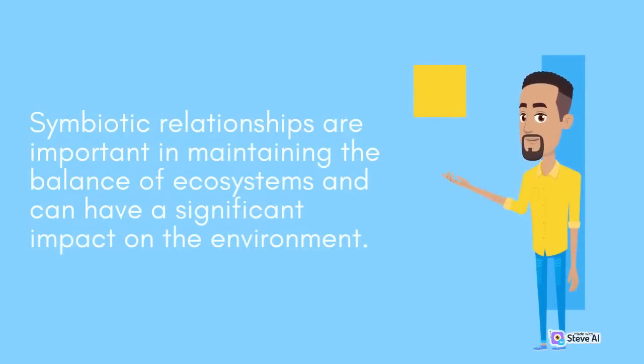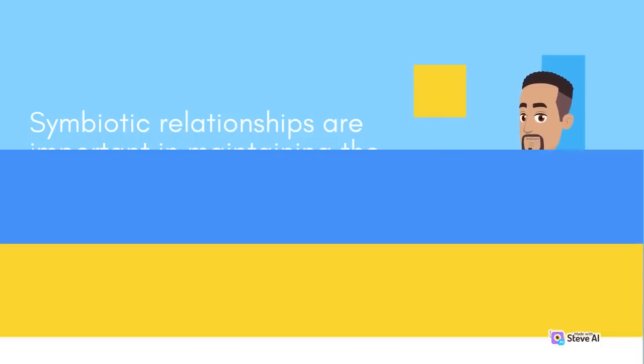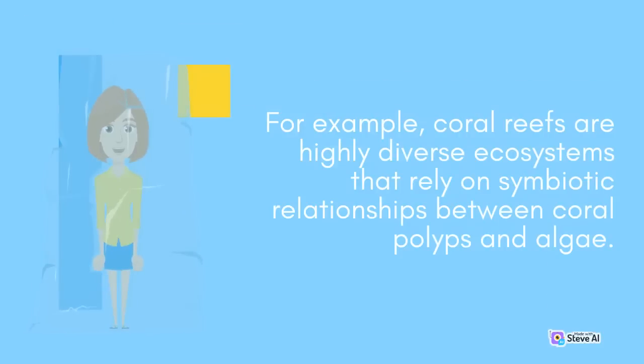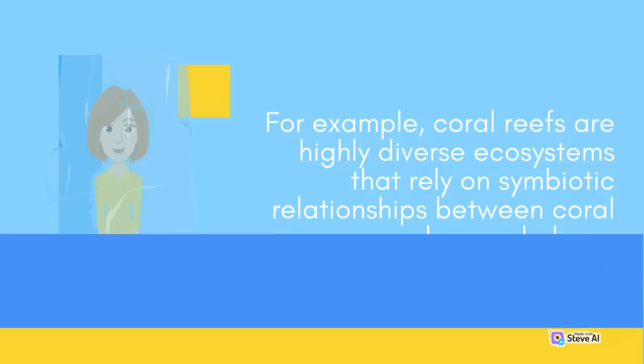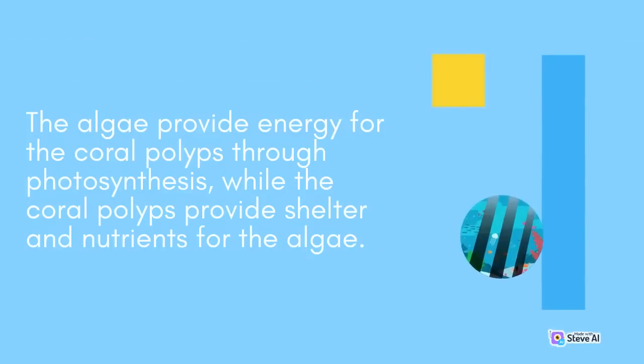Symbiotic relationships are important in maintaining the balance of ecosystems and can have a significant impact on the environment. For example, coral reefs are highly diverse ecosystems that rely on symbiotic relationships between coral polyps and algae. The algae provide energy for the coral polyps through photosynthesis, while the coral polyps provide shelter and nutrients for the algae.